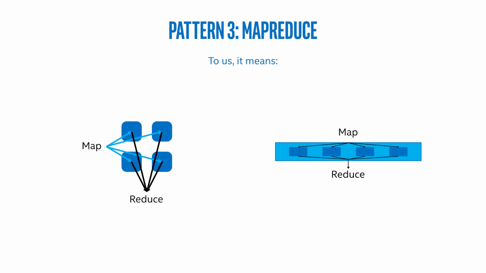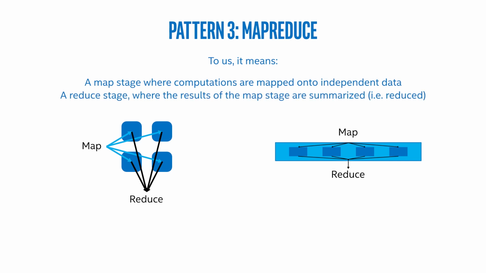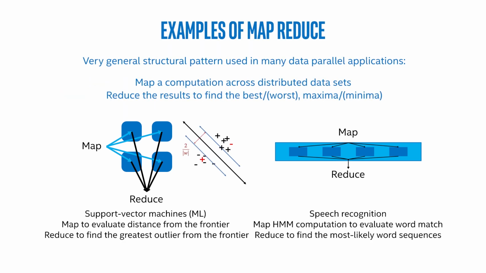Thirdly, MapReduce. Again, to us, it means a map stage where computations are mapped onto independent data sets, and a reduce stage where the results of the map stage are summarized or reduced. Examples of this included the actual evaluation of the distance from the frontier for feature vectors and support vector machine training.